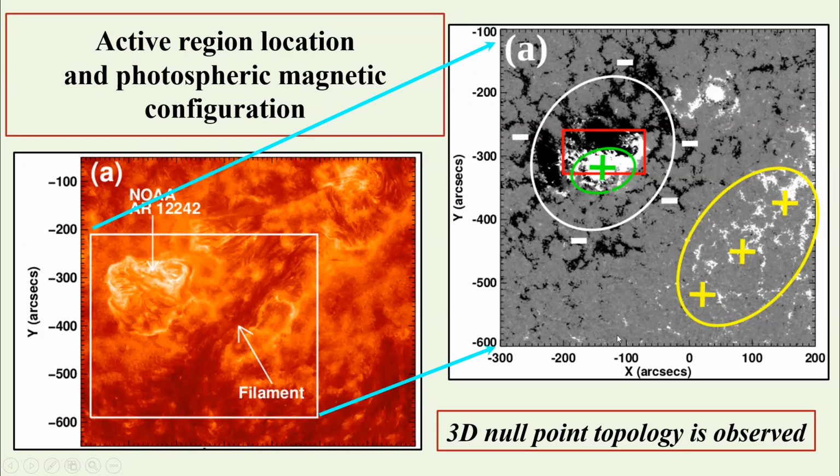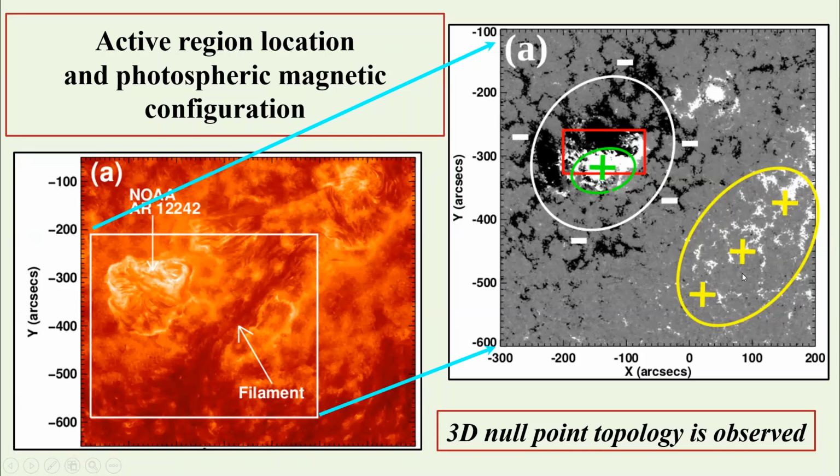There is a filament channel which is in between this far-away positive polarity and the main active region polarities. You can compare the filament here and here. It should be somewhere in between these yellow and white circles. And the far-away positive side is shown here, somewhere on the right side of this filament. So the overall photospheric configuration is something like this: we have a compact central positive polarity surrounded by the negative polarity, and we have a far-away positive polarity.